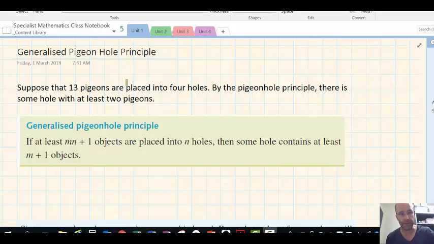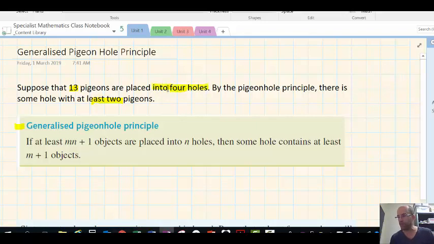Looking at the generalized pigeonhole principle this time, we're going to start with an example and then we'll show the theorem. Let's suppose we've got 13 pigeons placed into 4 holes, so basically they're going into all of the holes. Of course, we can see that 13 is not divisible by 4, so there's going to be a hole of at least 2 pigeons if they have to go into the 4 holes.